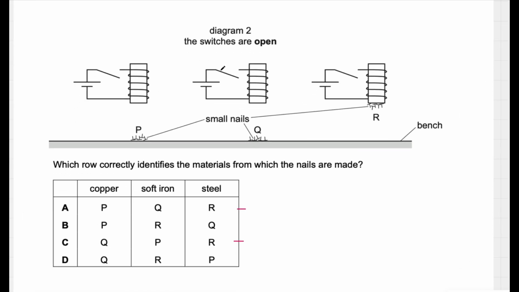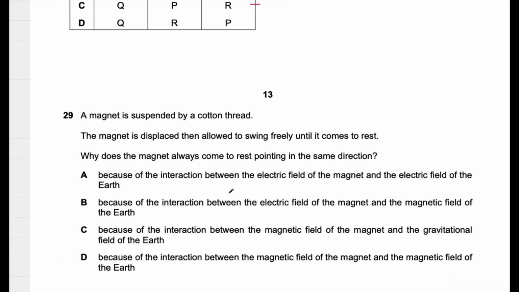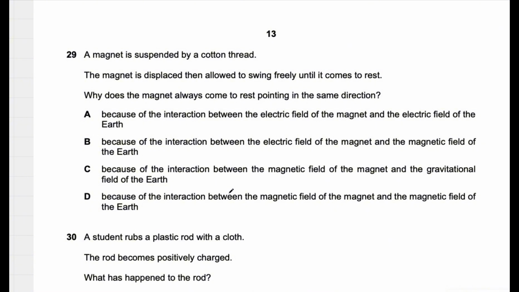So we go to the option between A and C. Copper is not a magnetic material. This one, Q, is a magnetic material. So the answer is A, right? We go to question 29.